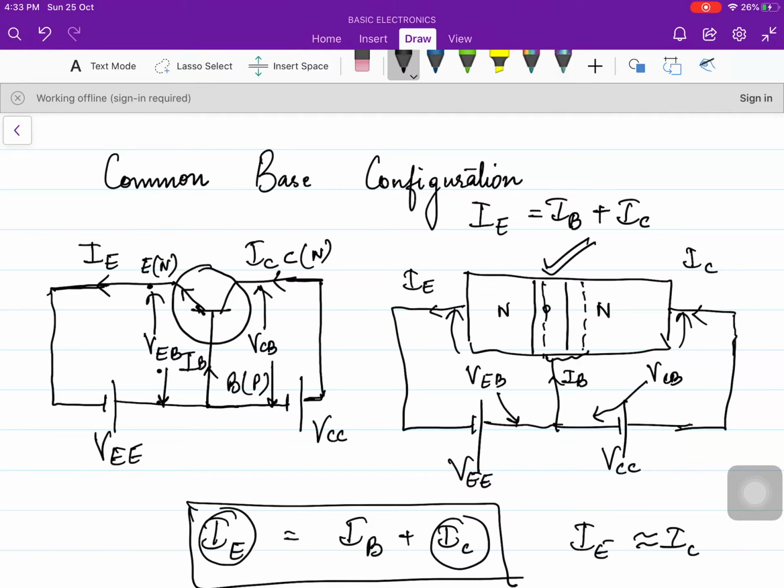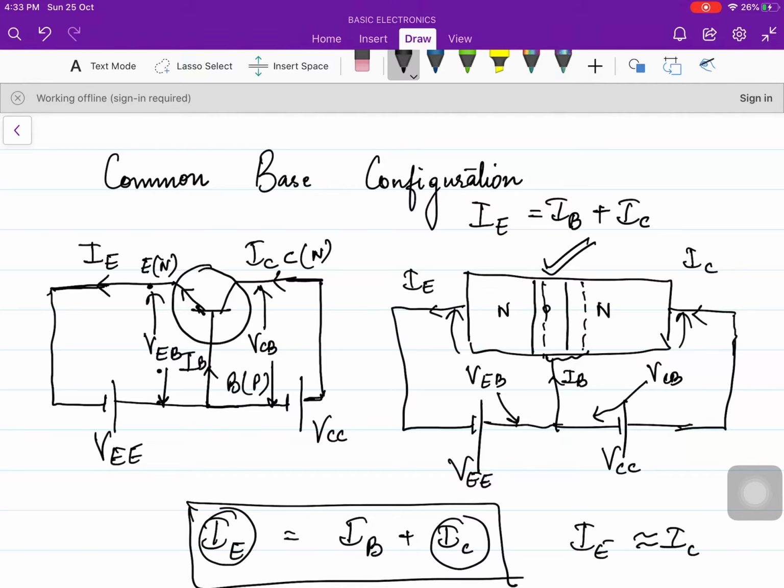So recombination cannot take place in this part, because the effective width of this base is very less now. It is only this much. The effective width of base has reduced because of the depletion layer. So the recombination is now less because the space where recombination can take place has further reduced. So IB will be reduced, whereas IC and IE will be increased.